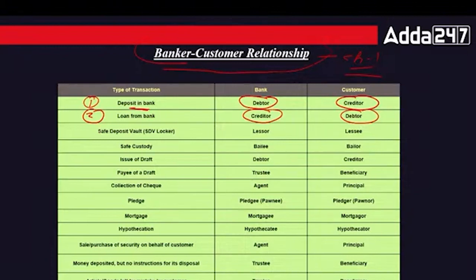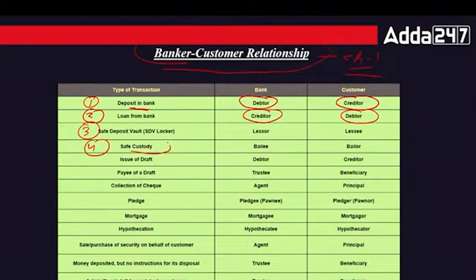The third case is what? That is a safe deposit locker. Suppose I'm going to take the locker, SDV locker, that is safe deposit vault locker from the bank. So here I become the lessee and the bank becomes the lessor. Basically I have to pay the rent, because I'm enjoying the property of the bank. In that case I become the lessee of that bank. Lessee means I will be paying the rent actually. So it is a safe deposit vault locker.